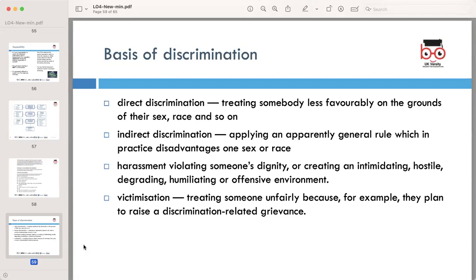Harassment: violating someone's dignity, creating an intimidating, hostile, degrading, humiliating, or offensive environment. And then victimization: treating someone unfairly because, for example, they plan to raise discrimination-related grievances. So, harassment involves actions that violate dignity or create a hostile environment, and victimization is treating someone unfairly for raising a discrimination-related grievance.